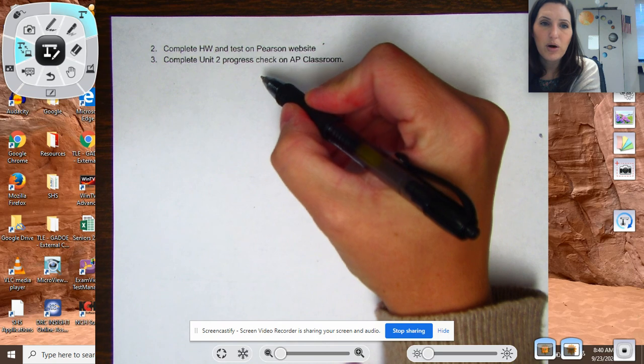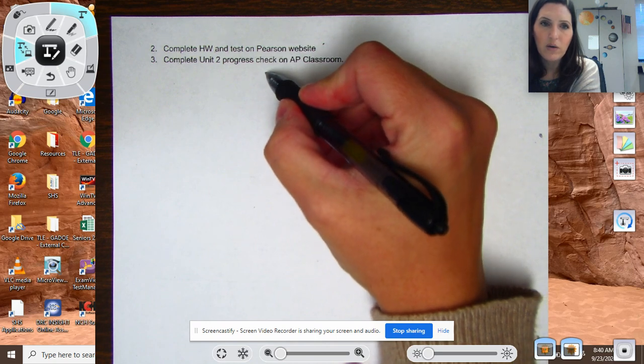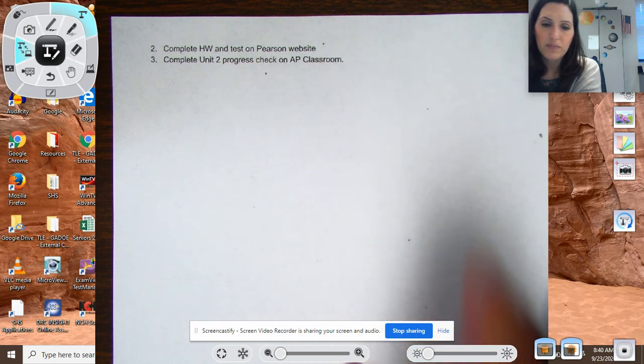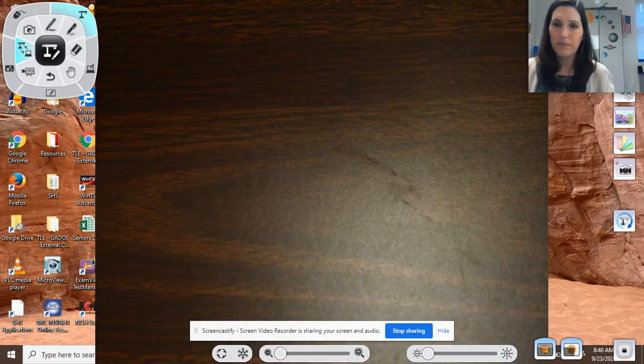Complete the Unit 2 progress check on the AP Classroom. I need to know how you're doing on AP questions. And that's all you have to do this week.